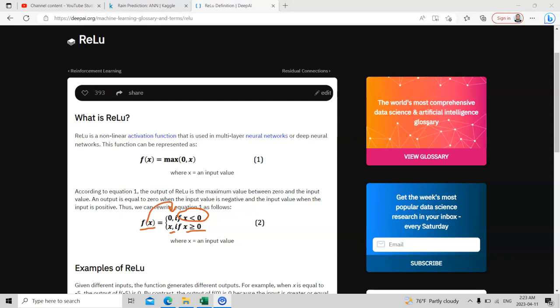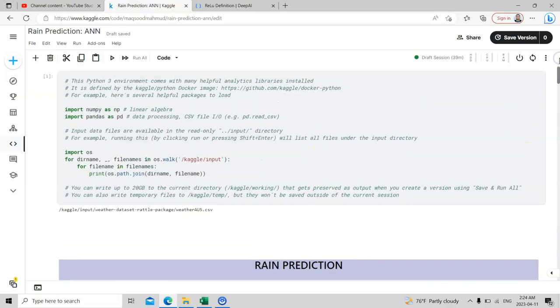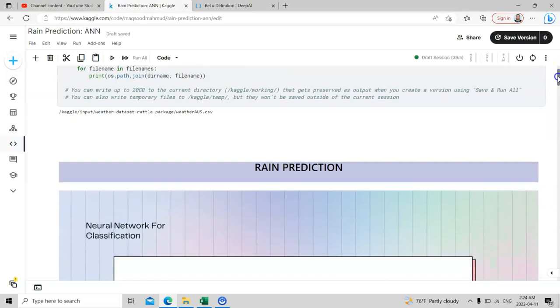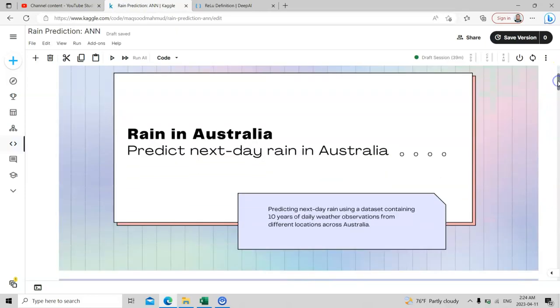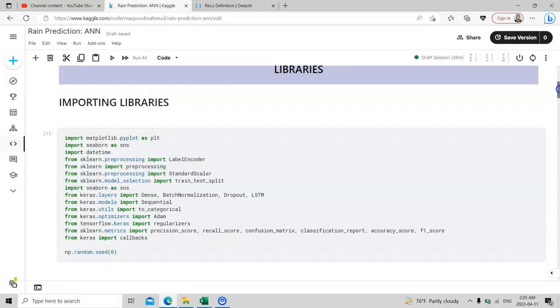Now I want to give you an example related to ANN. This is a very good example I found on Kaggle. It is about rain prediction, whether it will be raining or not. They have put together an example of rain in Australia, how the rain progresses, and how we can predict rain in Australia. They have collected certain data.